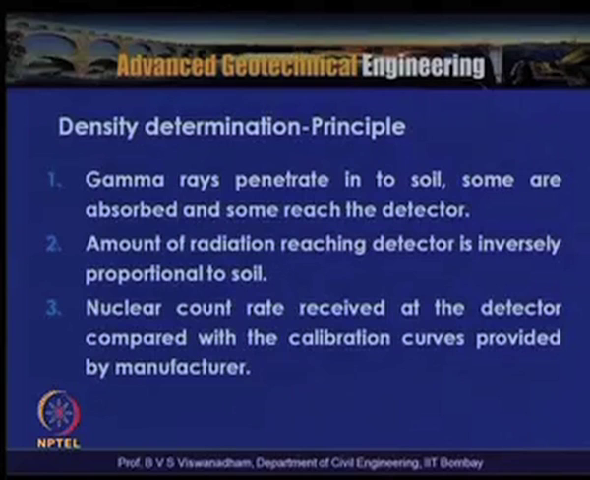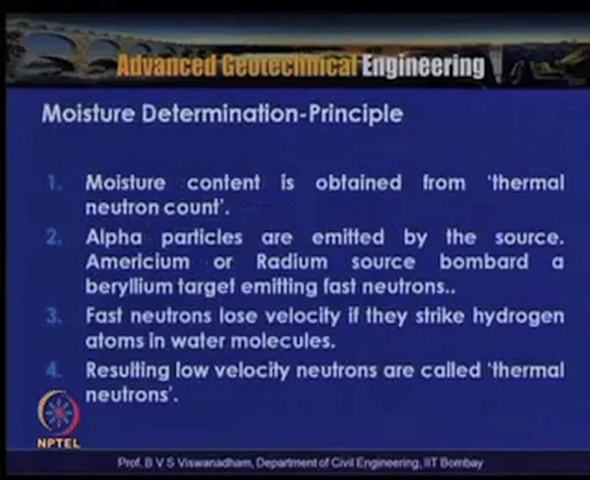The amount of radiation reaching the detector is inversely proportional to the soil density, and the nuclear count rate received at the detector has to be compared with the calibration curves provided by the manufacturer. Similarly, for the moisture determination, moisture content is obtained from the thermal neutron count.